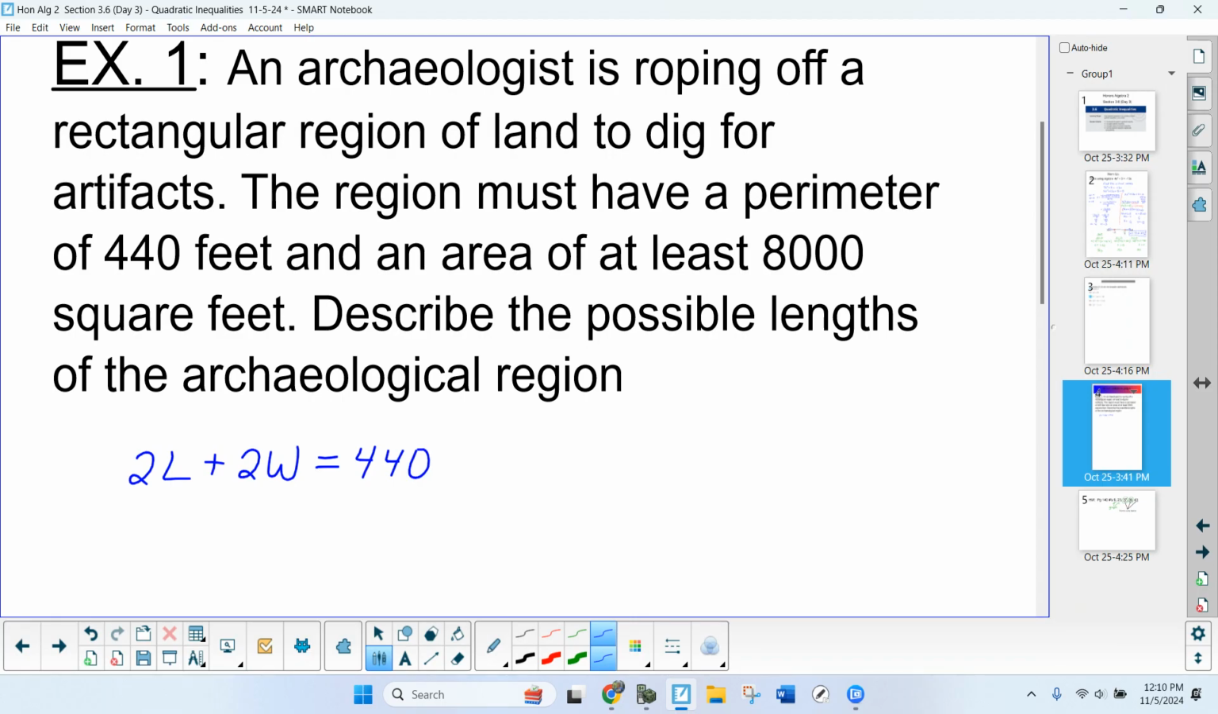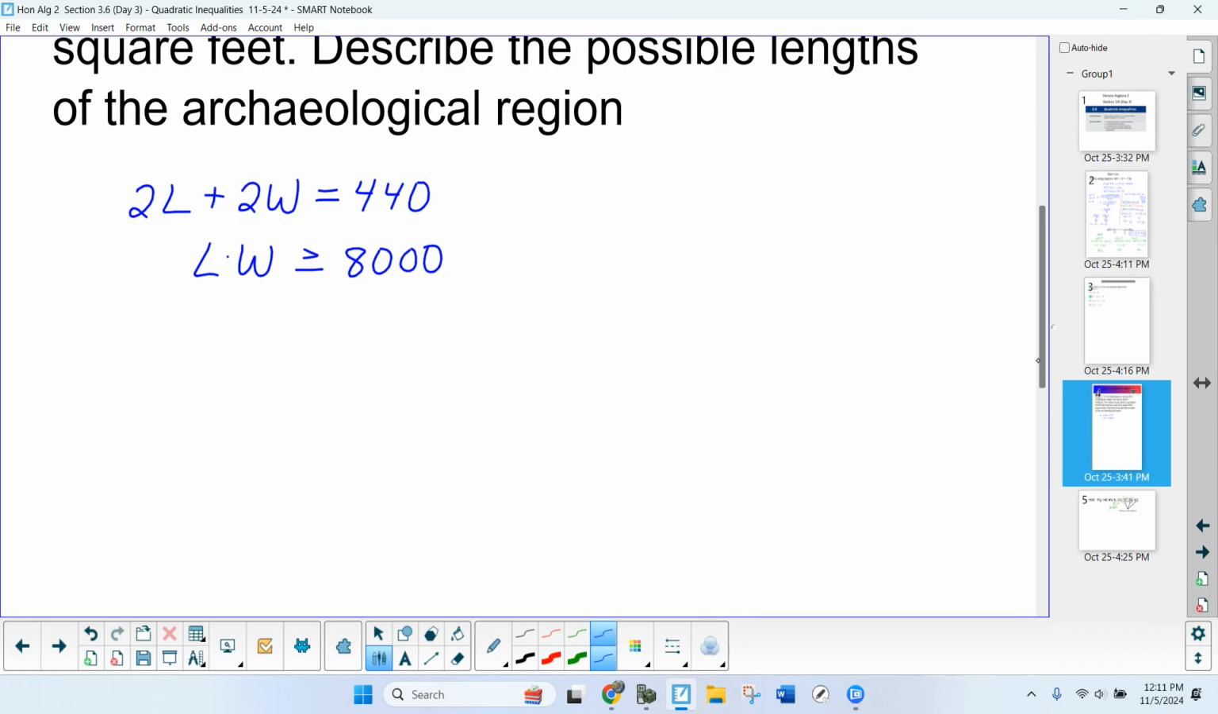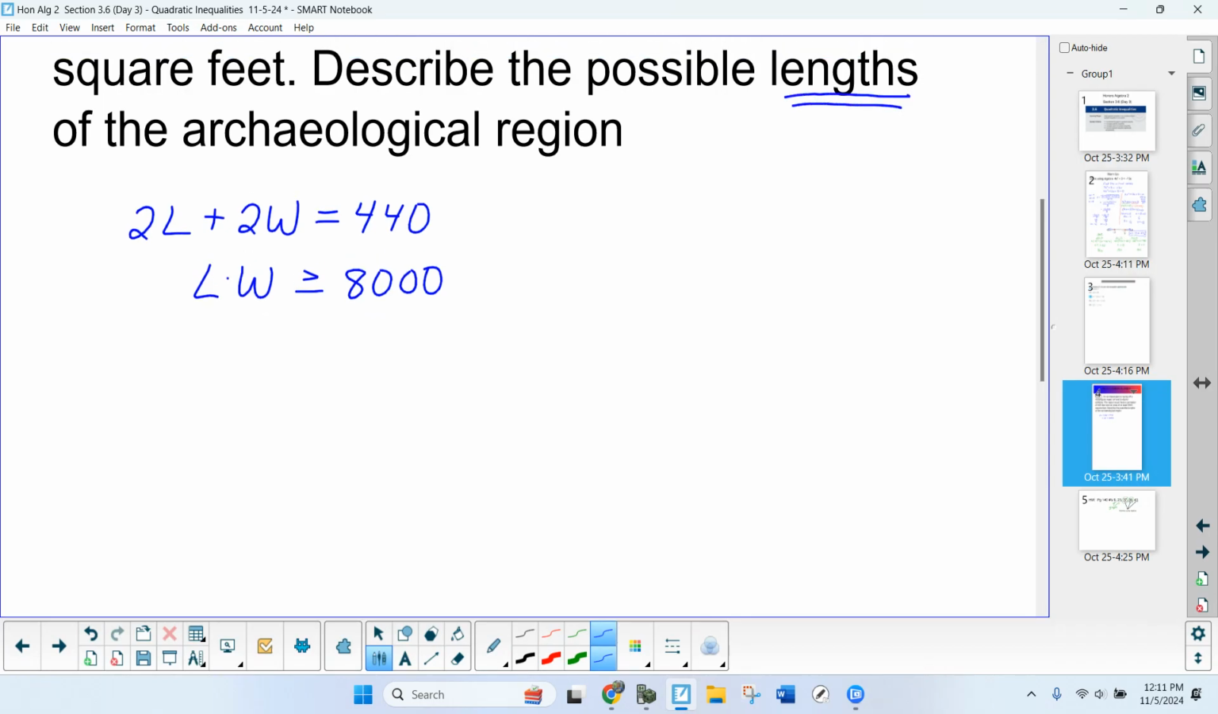And then it says it has to have an area. How do you find the area of a rectangle again? Length times width. So now I'm going to multiply the length times the width. But it needs to be at least 8,000. If it needs to be at least 8,000, it needs to be what? Greater than or equal to 8,000. So are you guys okay just setting up your 2 equations and inequalities? Does everybody feel like you could have picked those out of here? Yeah. All right. So now it wants us to solve this for the lengths.